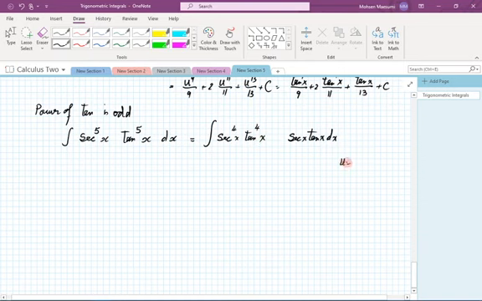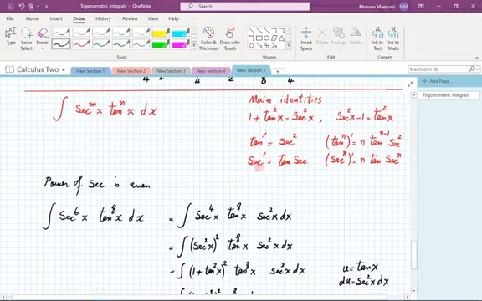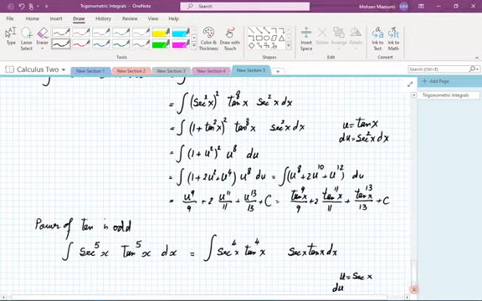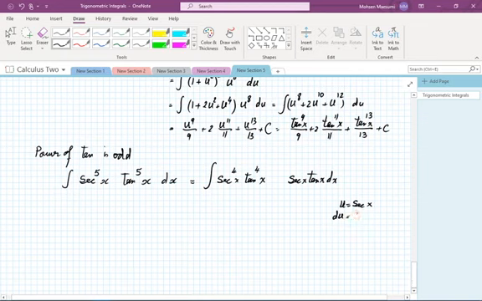I take u to be secant of x. So du, that's the formula we said we need for derivative of secant. We need, this is secant of x, tangent of x dx. So that's going to be my du. How about here? Well, I need everybody to be in terms of secant, and that's why I need to convert my tangent to secant. So how do I do that?